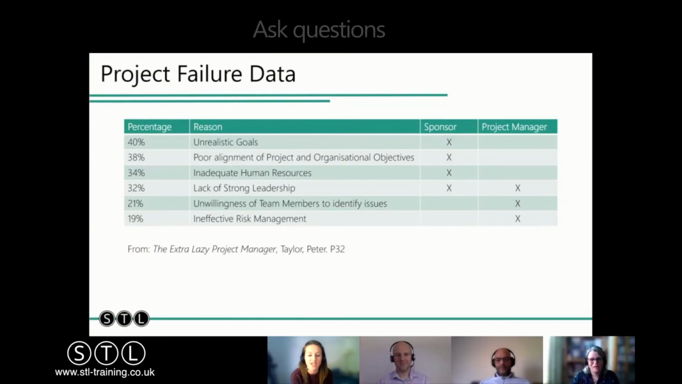Can I ask a question? Sure. What if you're working really hard to be a strong leader, but your sponsor isn't? I can see there's an X next to each of those, sponsor and project manager. What sort of things can you do to overcome that? That's a really good question. It comes to the heart of what project management is getting on, which is trying to move away from an individual, from an I said, to this is best for the project.